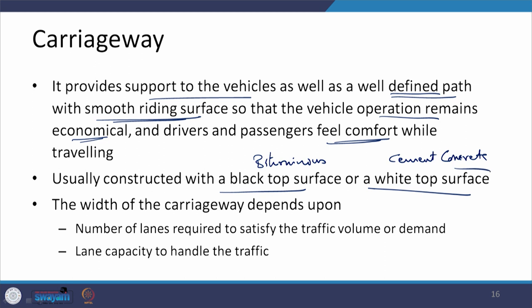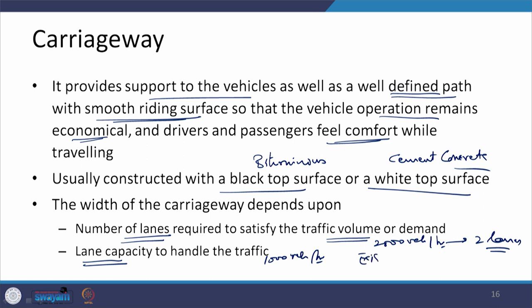Now, what should be the width of the carriageway? The width of the carriageway is going to depend on how many lanes need to be provided, and the number of lanes is decided on the basis of the traffic volume for which the carriageway is being designed. So if the traffic volume is, say, 2000 vehicles per hour, and a lane can handle 1000 vehicles per hour, then to handle this we need 2 lanes, and this is for the existing condition.